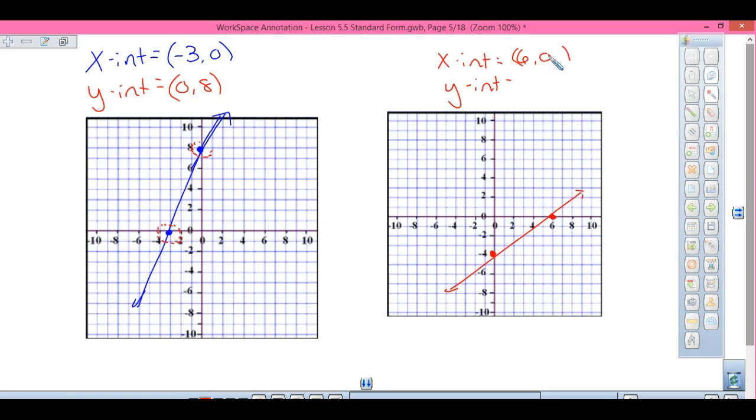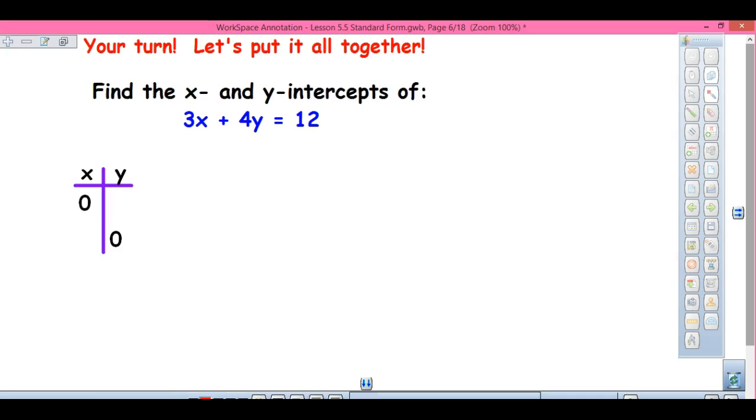My y-intercept, where does it cross the y-axis? 0, -4. Yep. So it's not so bad, right? Not horrible? Well, there's going to be a little bit more to it than just that. That's one part of it. The other part is they're going to give us an equation, and we're going to have to find the x and the y-intercept.